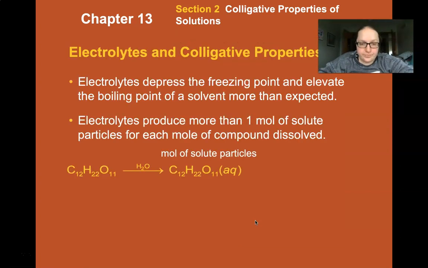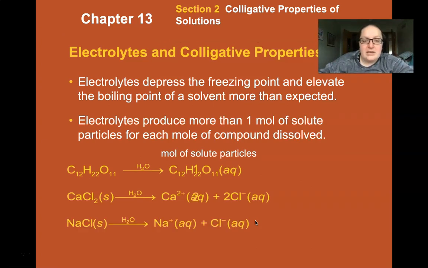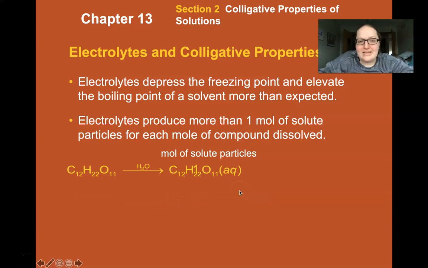From there, we can talk about colligative properties. And when we talk about these colligative properties, we're going to go into our electrolytes. We talked about electrolytes a little in the previous chapters. For now, we just want to know that electrolytes are kind of similar to solutes. They're going to lower freezing points and raise boiling points, but they're going to do it more than a non-volatile solute would.